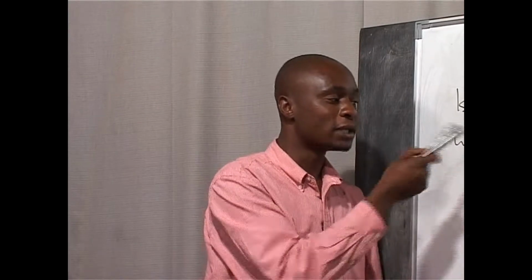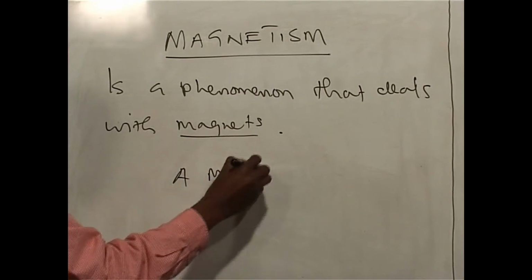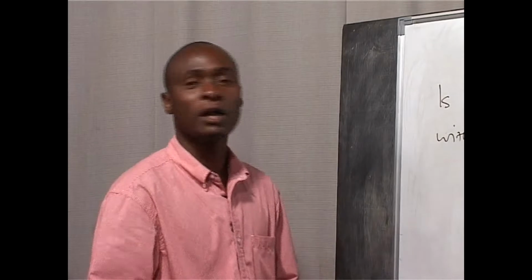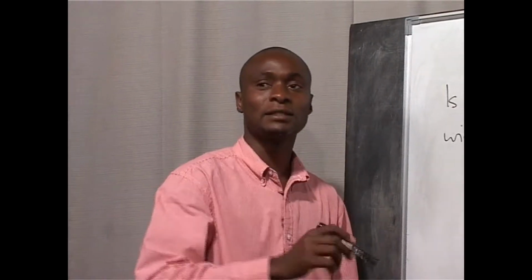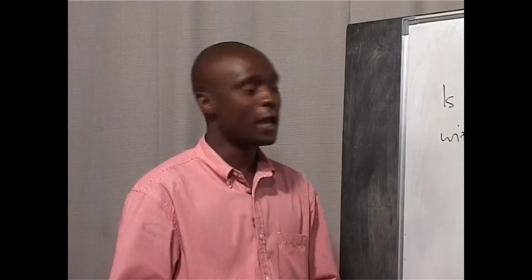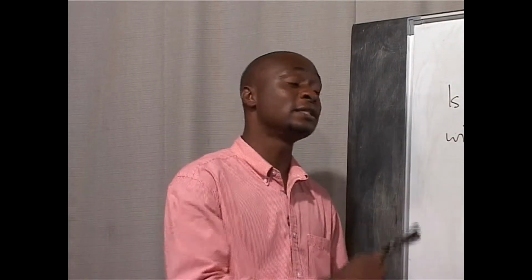We now need to know what is a magnet. So our next thing we're looking at is, what is a magnet? In our day-to-day lives, others would say a magnet is a metal, a substance that attracts other substances. But in physics, a magnet has its specific definition. A magnet can be defined as a substance that attracts other substances which are known as magnetic materials.